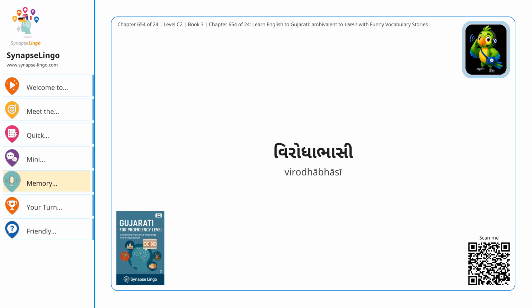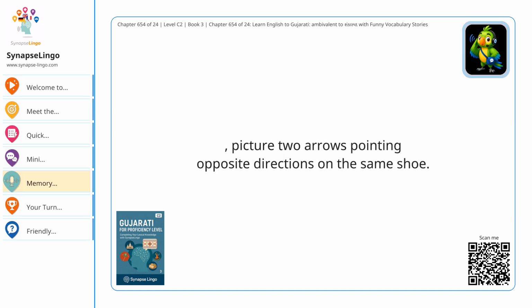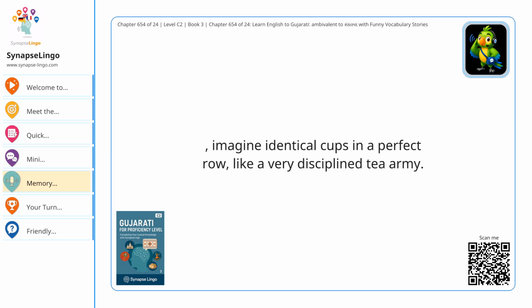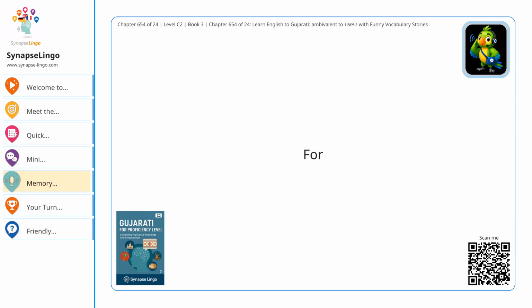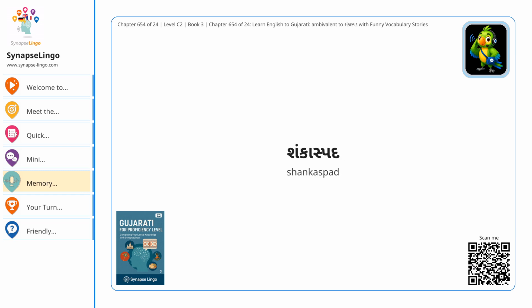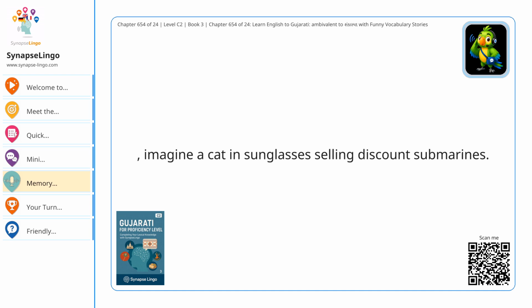विरोधाभासी: picture two arrows pointing opposite directions on the same shoe. सुसंगत: imagine identical cups in a perfect row, like a very disciplined tea army. संभवित लागतो: picture a detective slowly nodding and saying, yes, that could make sense. शंकास्पद: imagine a cat in sunglasses selling discount submarines.